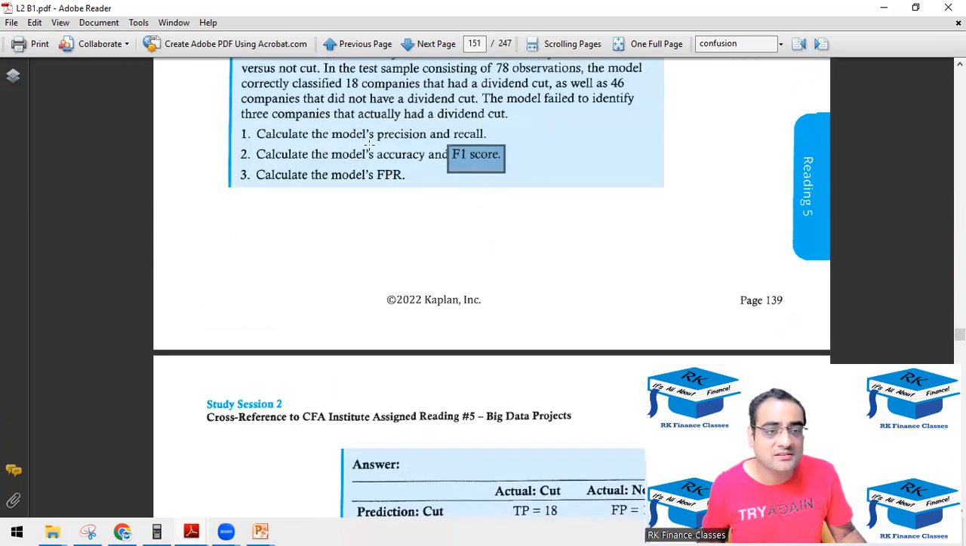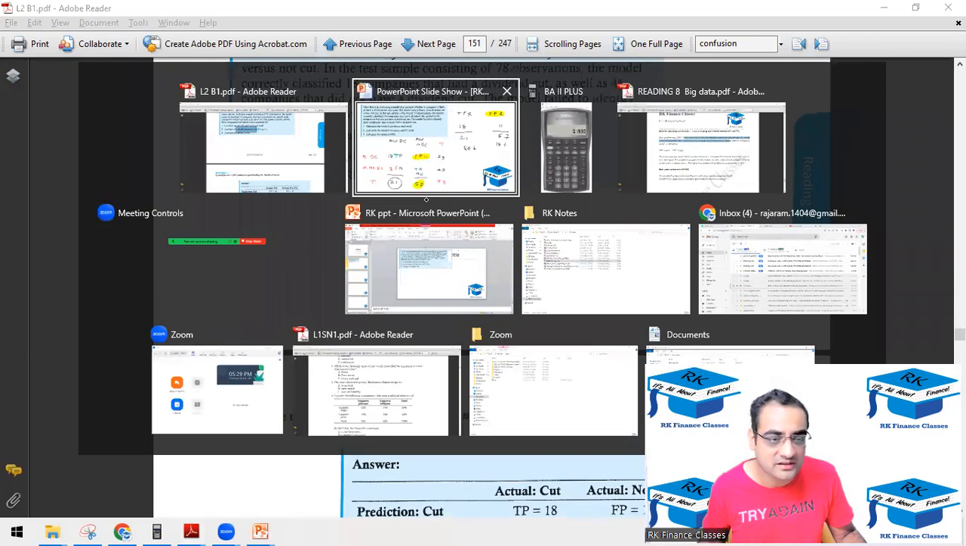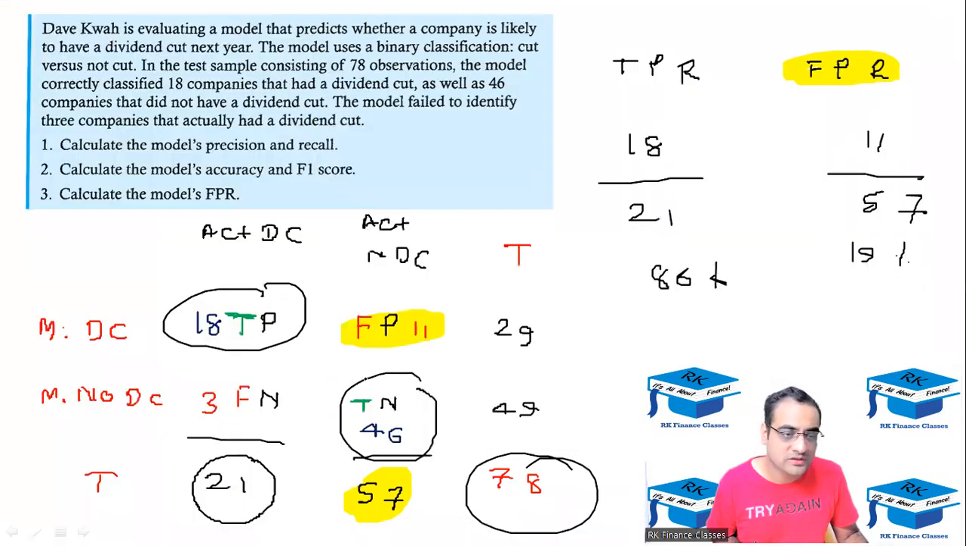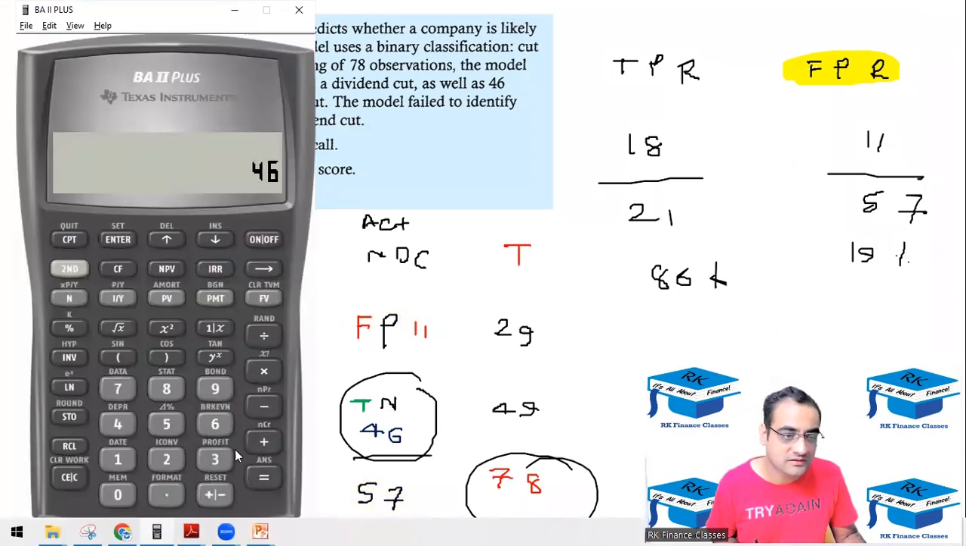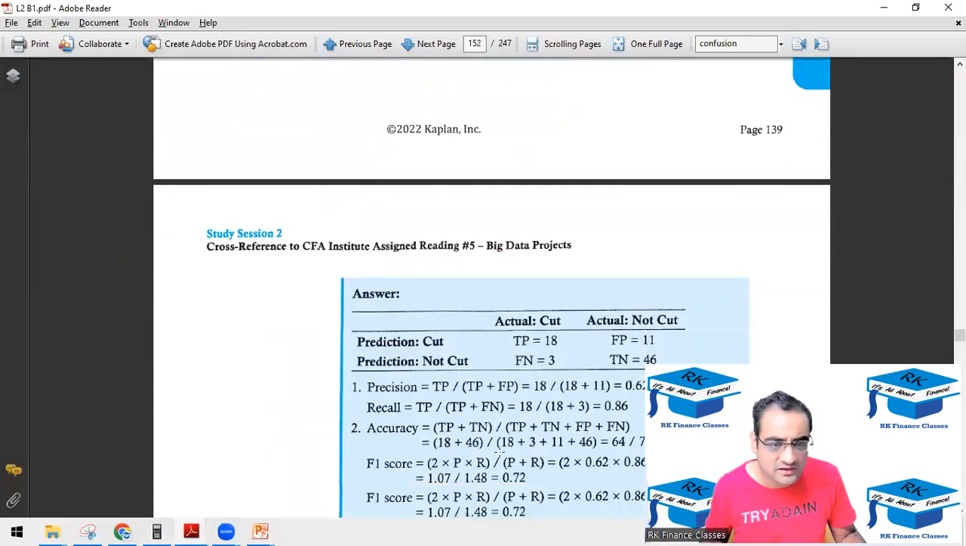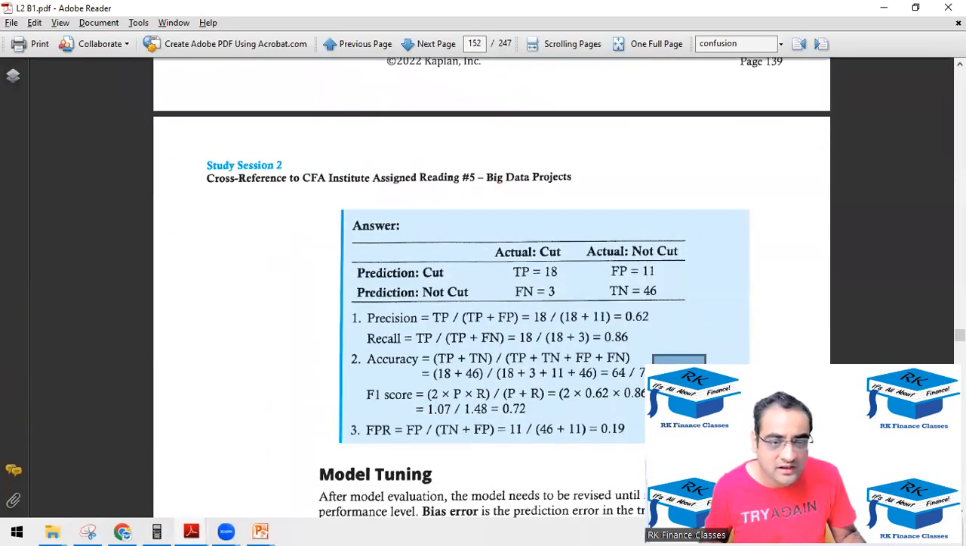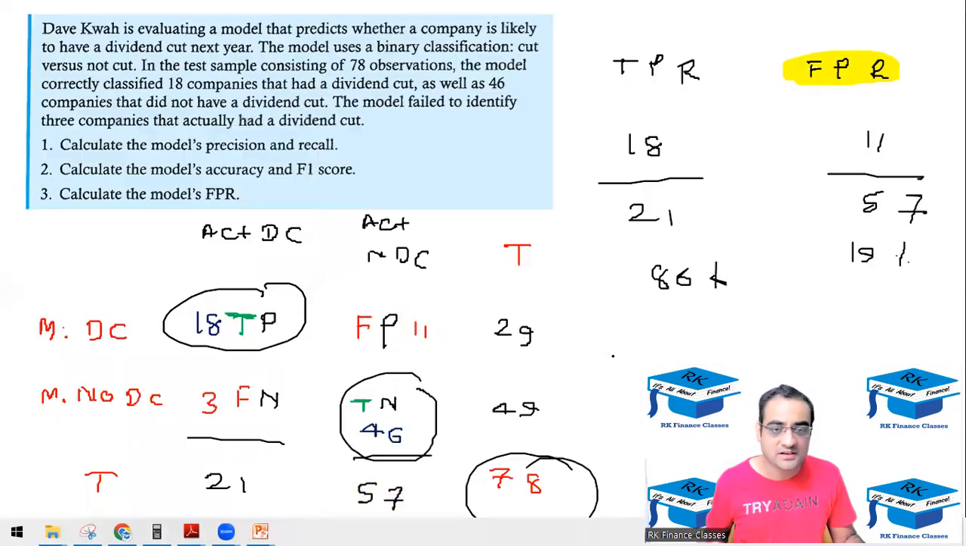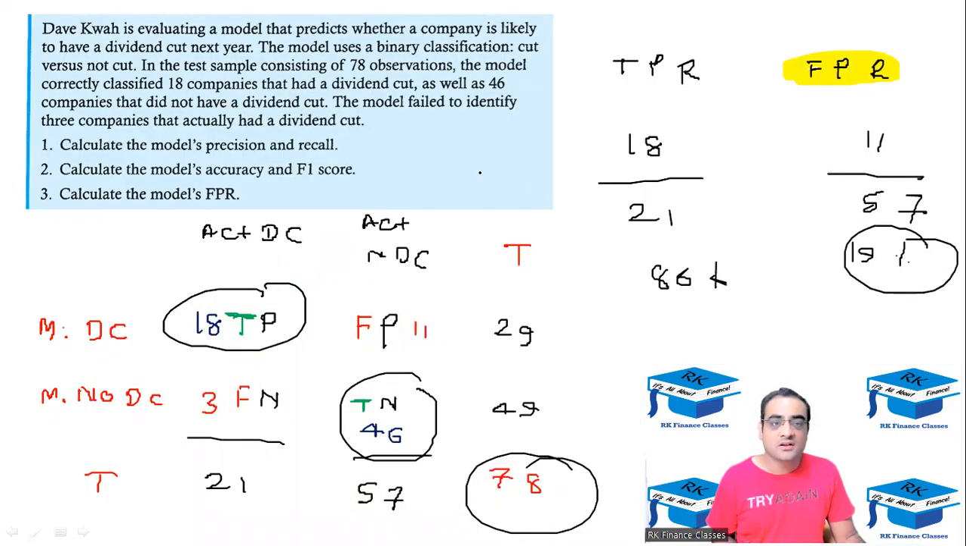Accuracy we have not calculated yet, actually. We did it: 18 plus 46 divided by 78. 82% I think we got. 82% is the accuracy, that's right. And the geometric mean we calculated came to 72%, 72.05%. And FPR we just got as 19%. Yeah, FPR is 19%. So I hope it's clear.